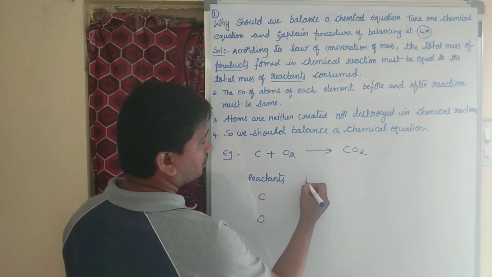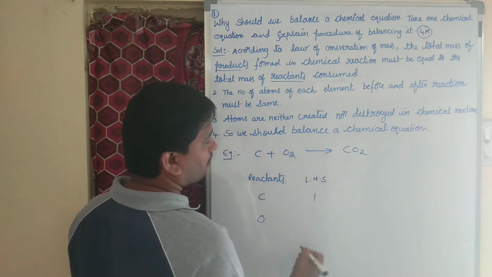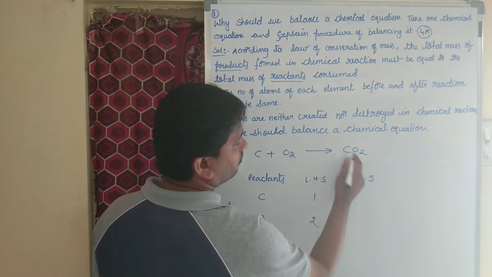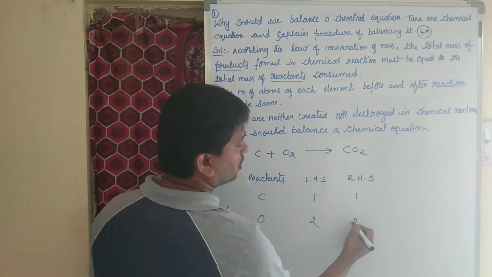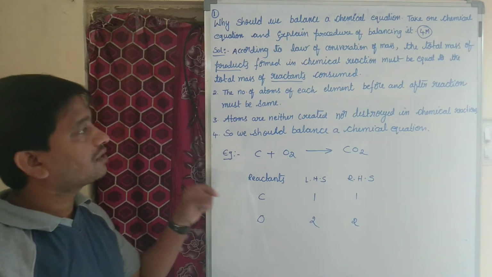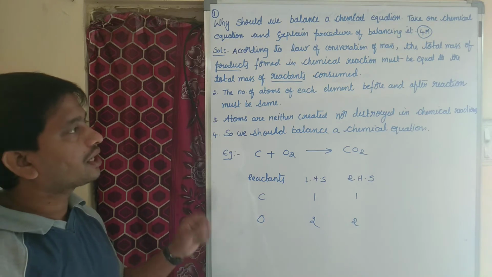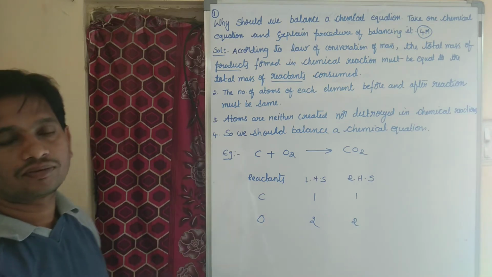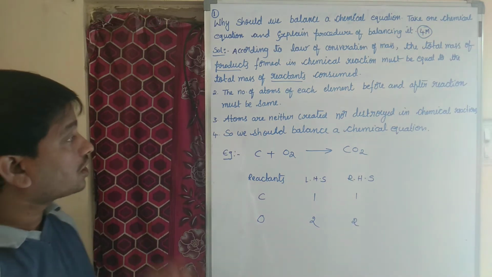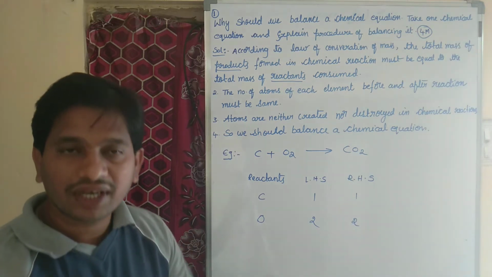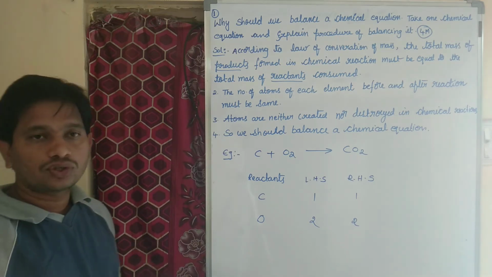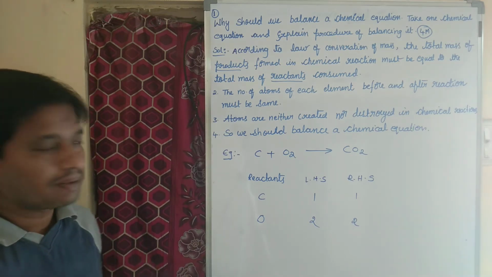Here we have 1 carbon atom, 2 oxygen atoms. What about the right hand side? We have 1 carbon atom and 2 oxygen atoms. So the number of atoms of each element before and after chemical reaction must be the same. And also the third point, atoms can neither be created nor destroyed in a chemical reaction. So we must balance a chemical equation.